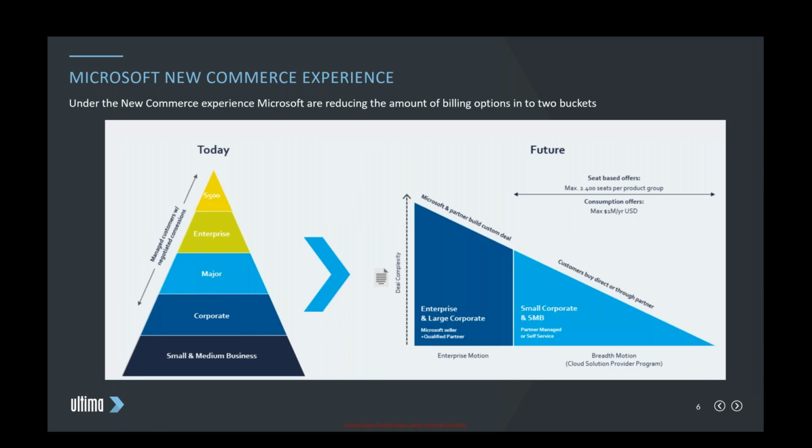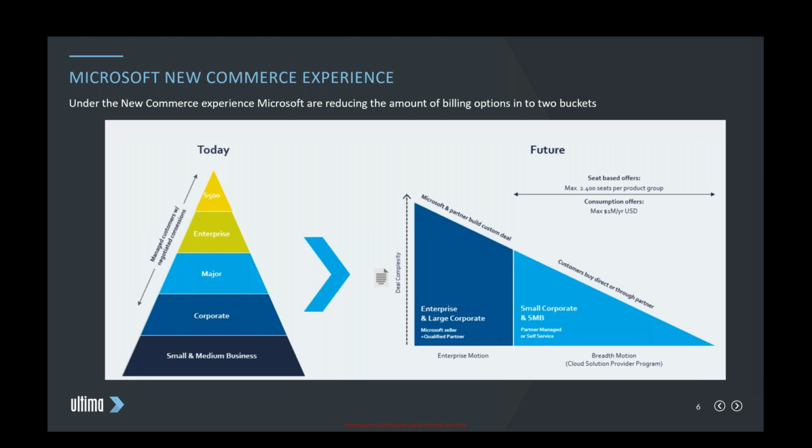and the idea is that the new commerce experience is moving us away from that complexity of the past towards more of a seat-based simplicity in the future, where there's effectively going to be two motions for you as a customer. You're either going to be in an enterprise motion or you're going to be in a breadth motion. So you're going to have these two buckets of purchasing available to you. The enterprise motion, the EA, if you like. Certainly, we know that the qualification for that is 500 users. So that's an immediate sign where we can draw a line.